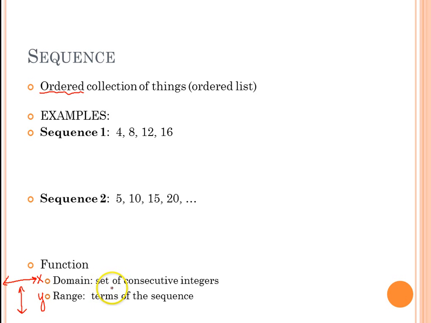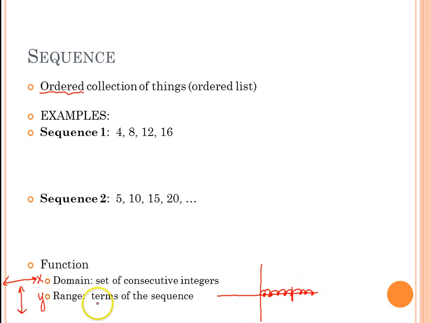Now, the domain is the set of consecutive integers. Okay, set of consecutive integers. Think about that if we're talking about an XY chart. Domain is as we go to the right. 1, 2, 3, 4, 5, 6, 7, 8, and so on. So your domain is in a sense where you're at. You're at the first term, the second term, the third term, the fourth term, the fifth term, the sixth term, the seventh term, the eighth term. So you're just going down the line.